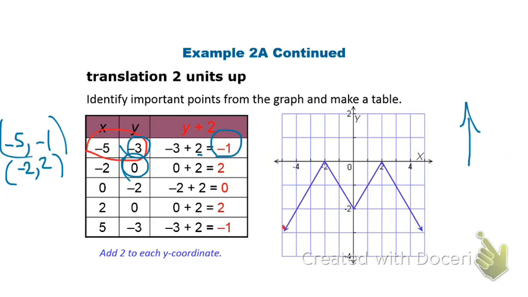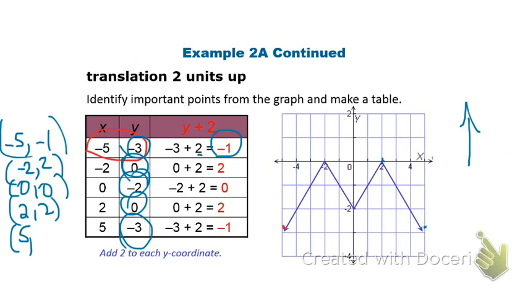And at my next point, 0, -2, I'm going to add 2 to the y. So -2 plus 2 is 0. So my new point is 0, 0. And then over at this point, that's 2, 0. We're going to add 2 to the 0 here, and we get a 2. So the new point is 2, 2. And then our last one over here is 5, -3. We will add 2 to that -3. -3 plus 2 is -1. So now we have the coordinates of our transformed, or translated, function.